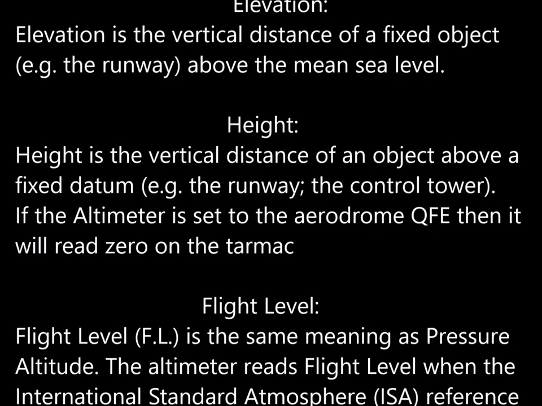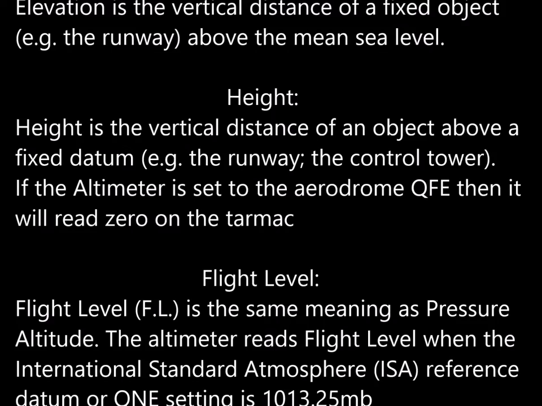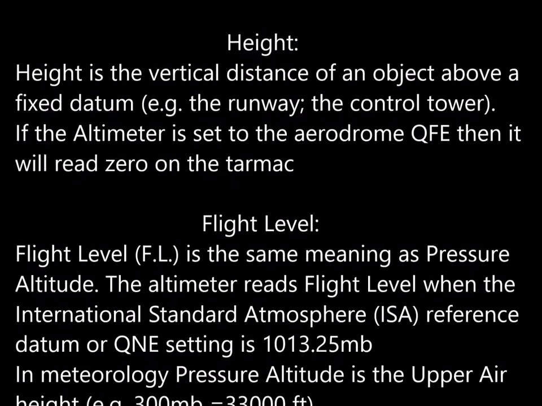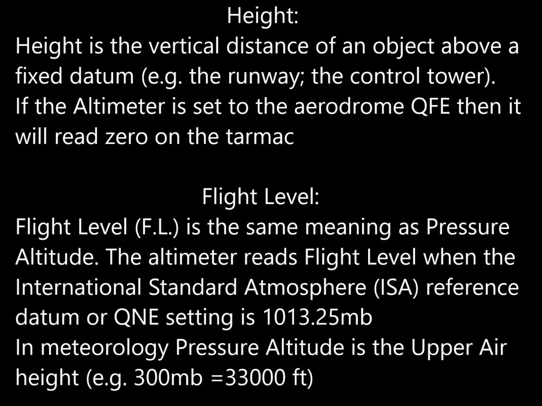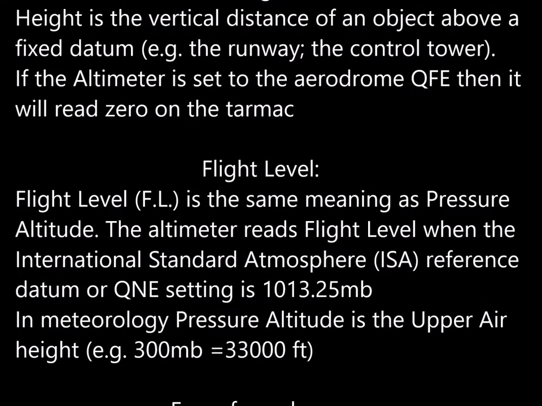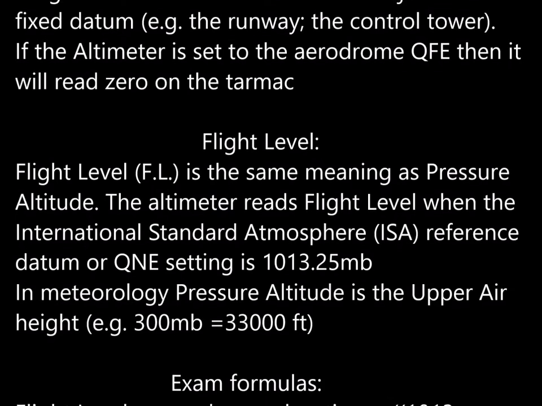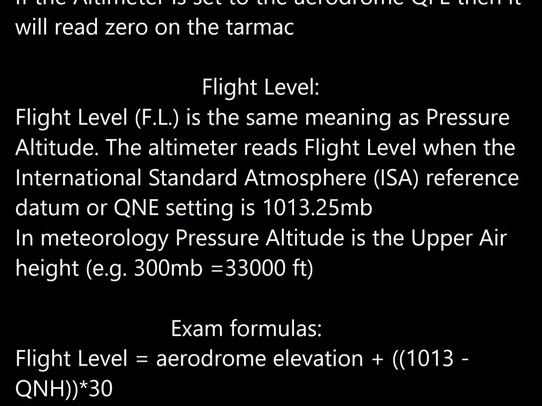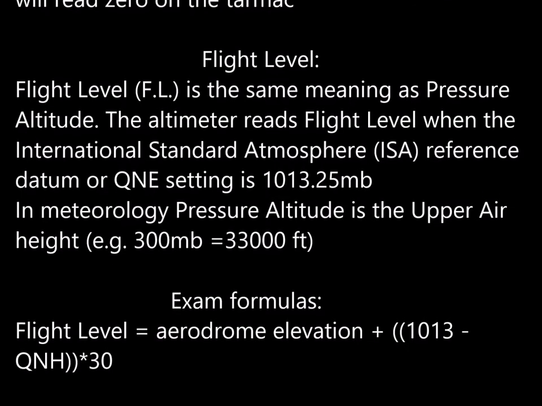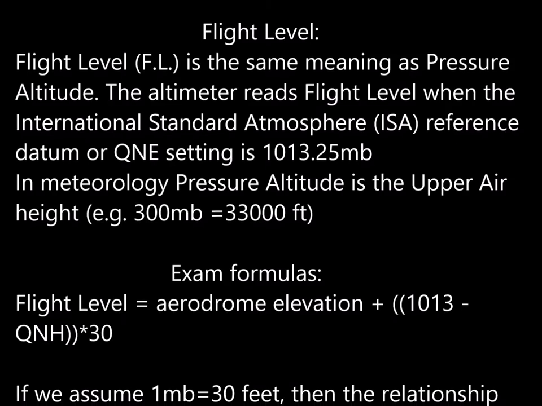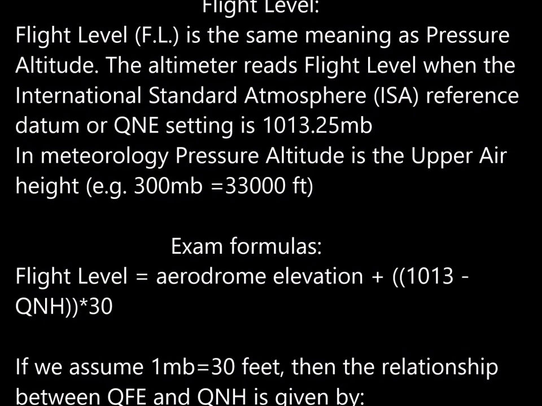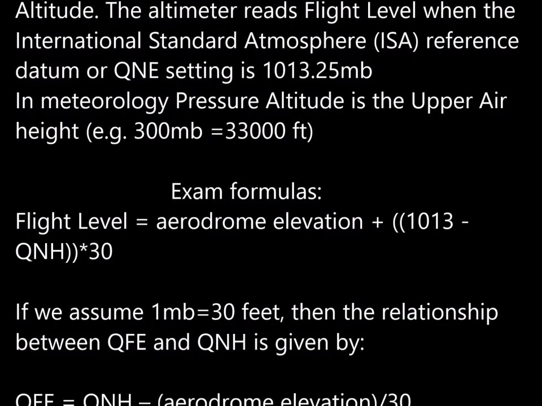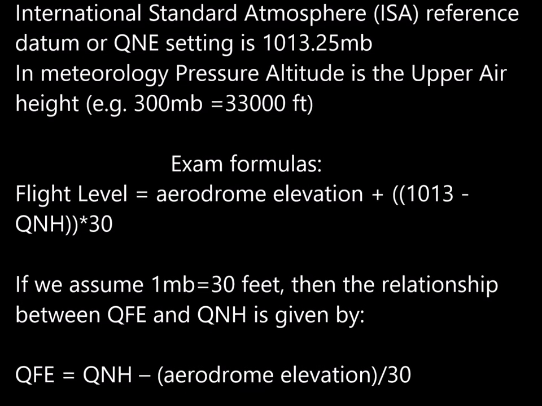Flight level. Flight level, that is FL, is the same thing as the pressure altitude. The altimeter reads flight level when the International Standard Atmosphere, that is ISA, reference datum or QNH setting is 1013.25 millibars. In meteorology, pressure altitude is the upper air height, e.g. 300 millibars is equal to 33,000 feet.